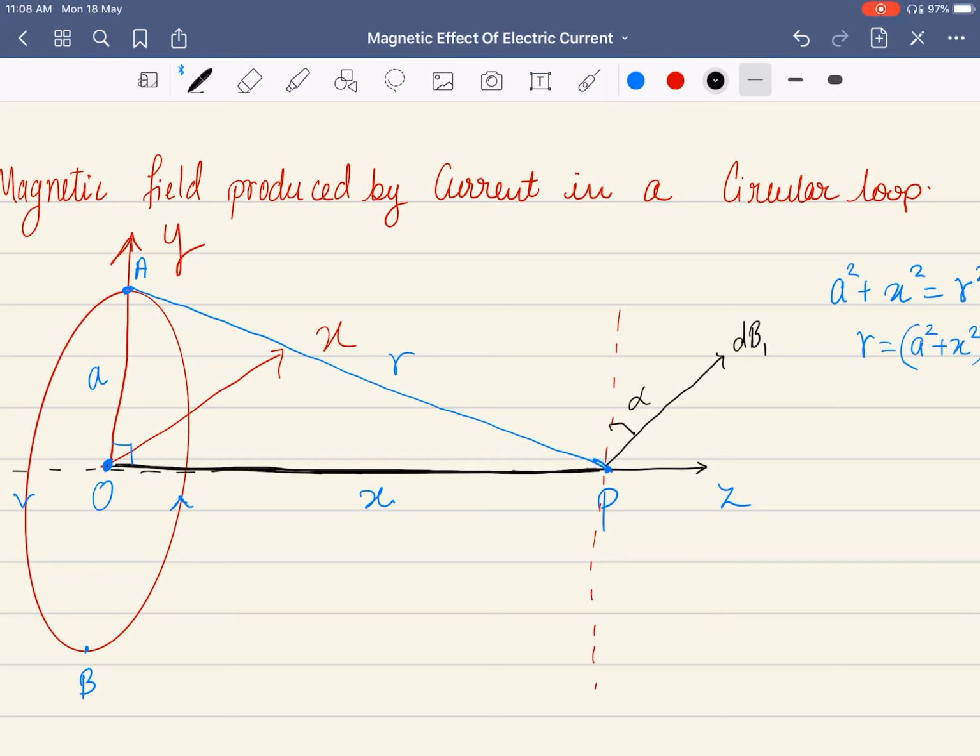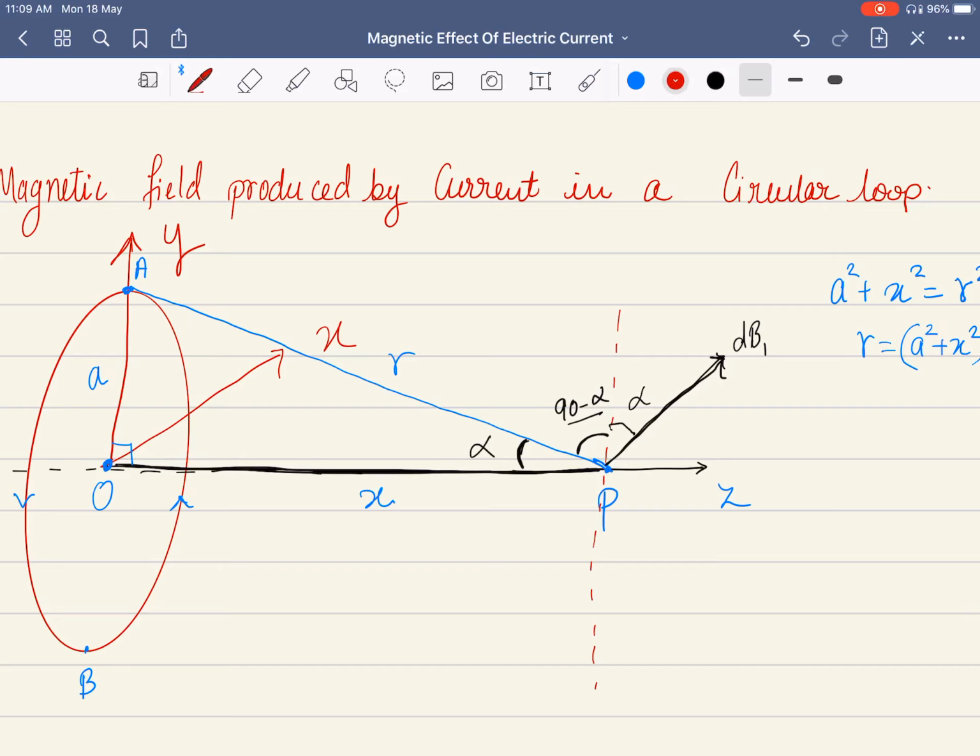This angle would be 90 minus alpha by geometry, because delta B1 vector is perpendicular to the line joining the point P. So this angle also, if the vertical line and horizontal line are perpendicular to each other, and this is 90 minus alpha, by geometry this angle would also be 90 minus alpha, right?